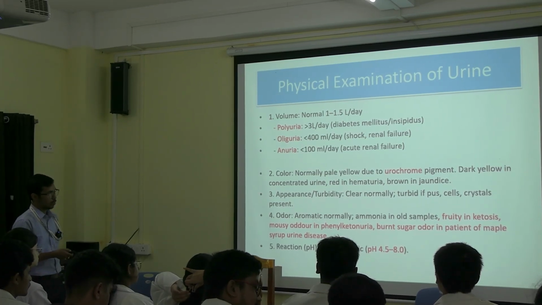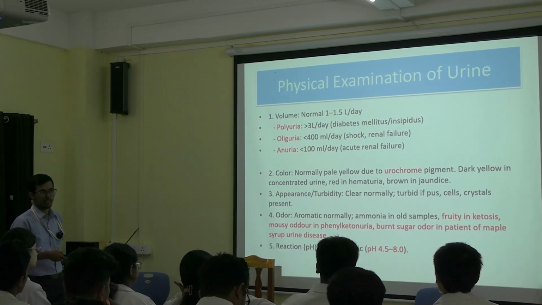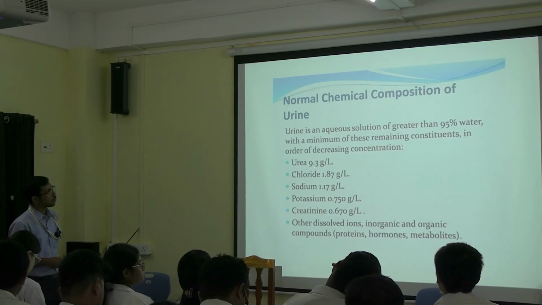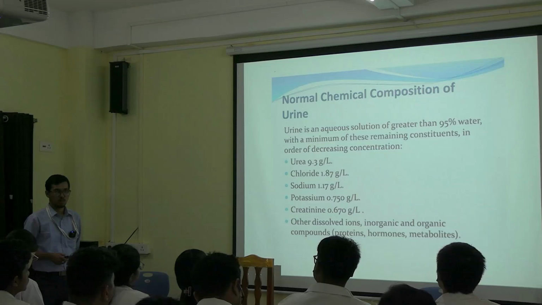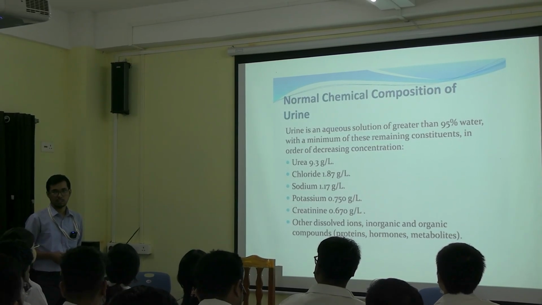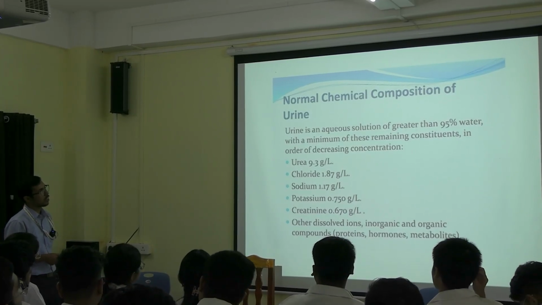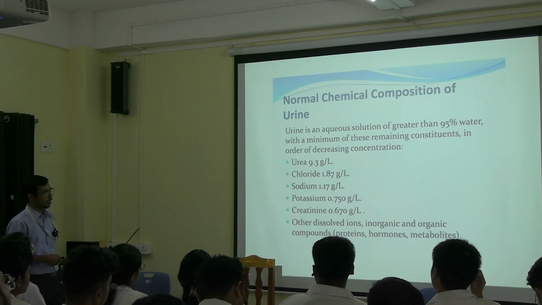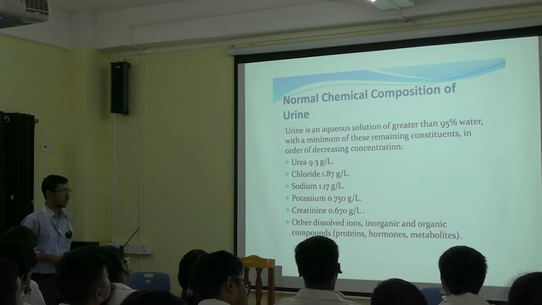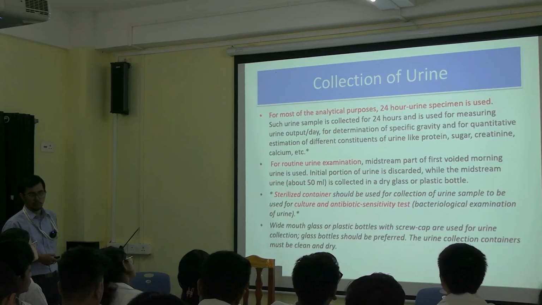Then normal pH is 4.5 to 8. Urine is slightly acidic. So what will be normally present in urine, its normal chemical composition? Will RBC be present in urine? Red blood cell? WBC? No, this won't be present. So normally we can find urea, chlorine, sodium, potassium, creatinine, and other dissolved inorganic and organic compounds like proteins, hormones, and metabolites.